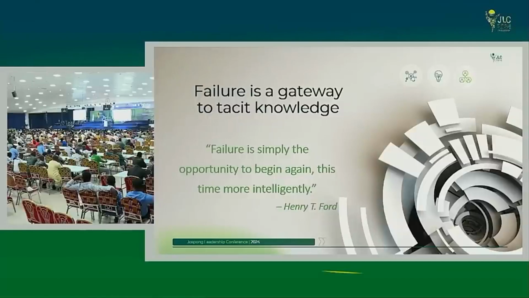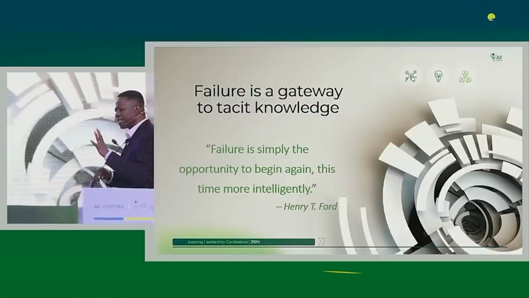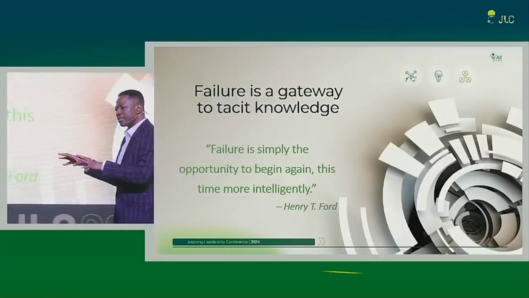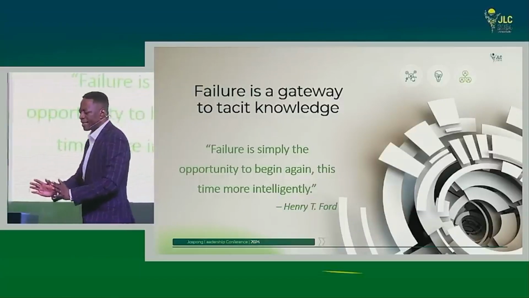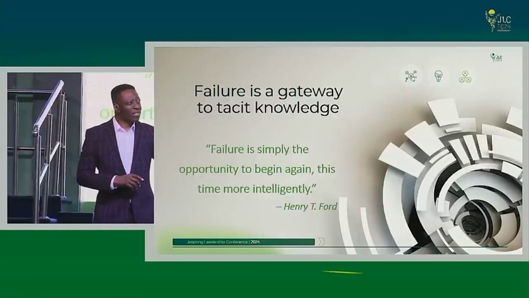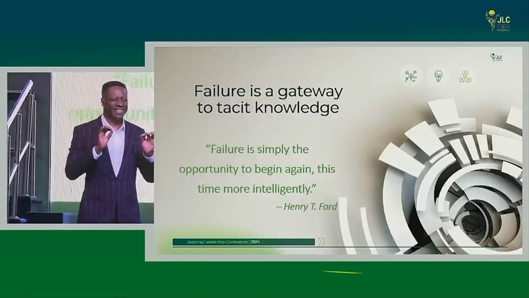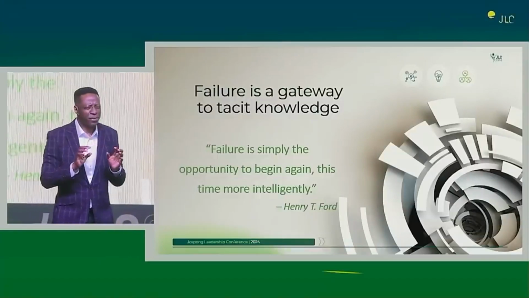So there are two kinds of knowledge in organizational development. There's the one we call explicit knowledge. Explicit, clear. That's the knowledge that you can write down. That's the knowledge that can be documented. It can be taught to other people. But the other kind of knowledge, the second one, is tacit. That tacit is a function of experience.